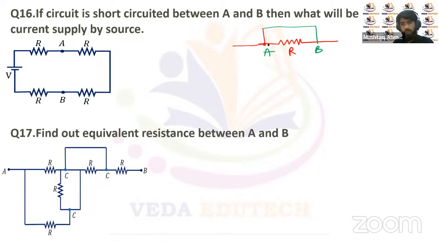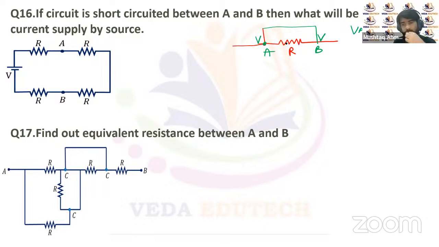Between the 2 points A and B. By short circuiting, we mean that we are directly connecting point A with point B, or connecting the two ends of the resistor with the same potential, right? If the potential at this point is V, then the potential at this point has to be V, right? It means that the potential difference VA minus VB will be equal to 0.